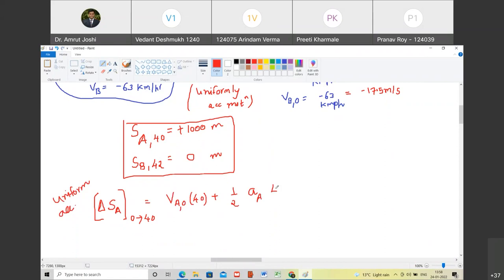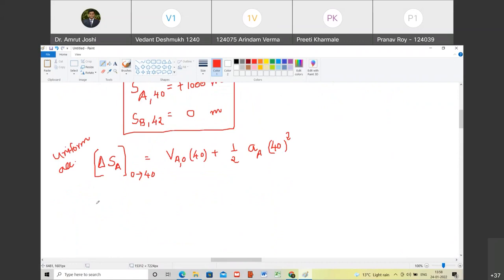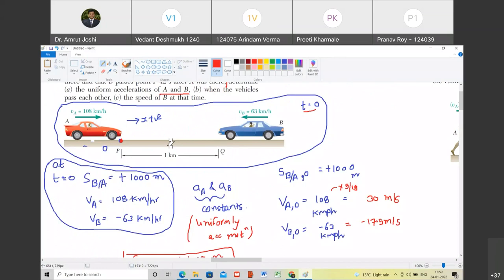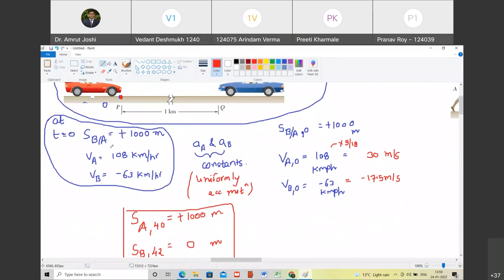Now tell me, what is delta SA from 0 to 40 seconds? It is nothing but the position of car A at 40 seconds minus the position at time 0 seconds. What is SA at 40 seconds? 1000. What is SA at 0? That data is given. Can you tell me the position of car A at time t equal to 0 seconds? It is 0. It is occupying position P. And what is the position of car B at time 0 seconds? Plus 1000. Yes, you're right.